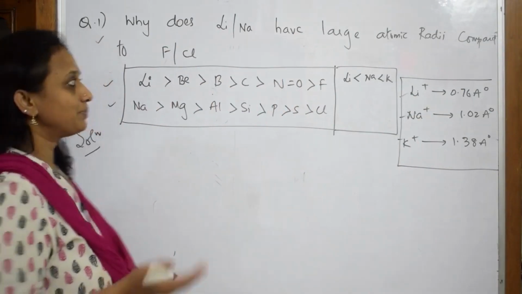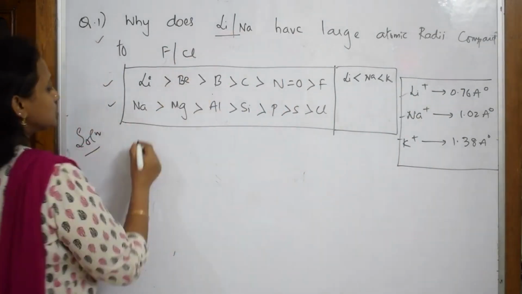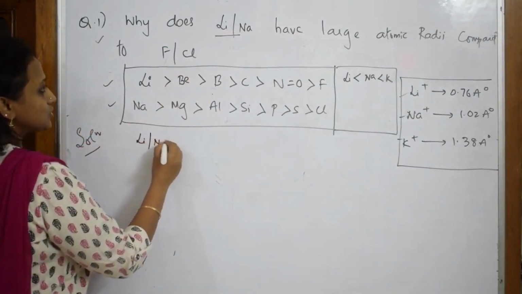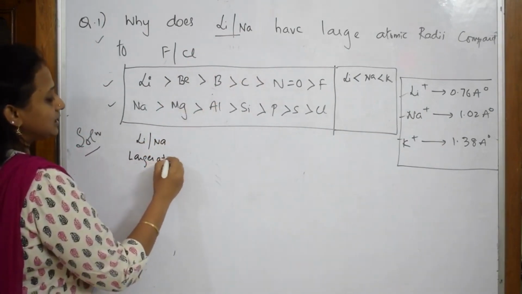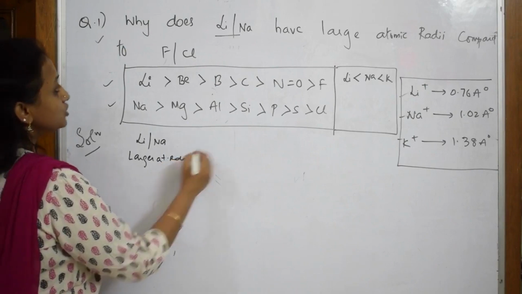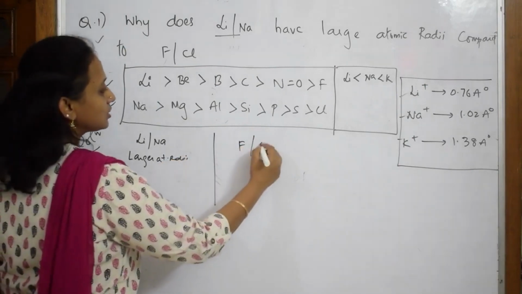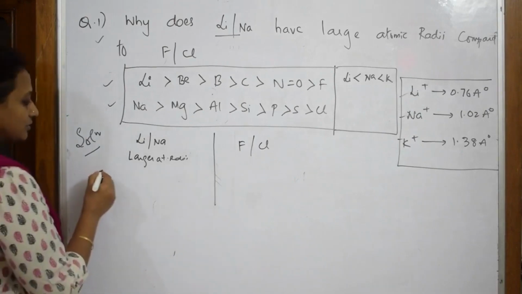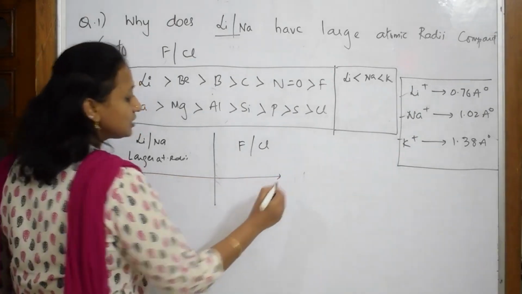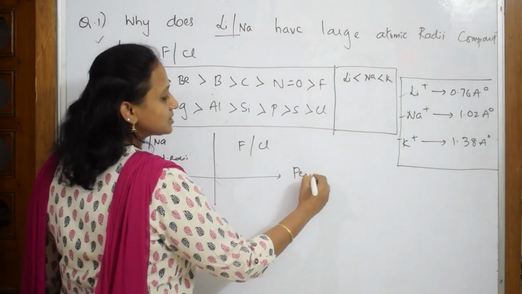What did I ask us to compare? They said lithium and sodium have larger atomic radii, compared to fluorine and chlorine. When you see these elements, what does it mean? We are going from left to right in the periodic table, that is, in the period.